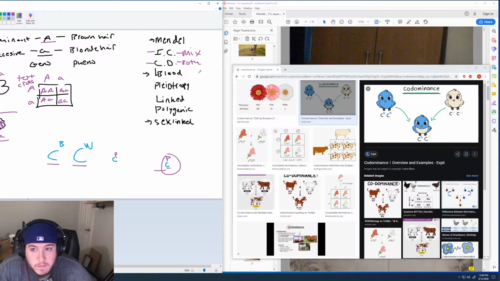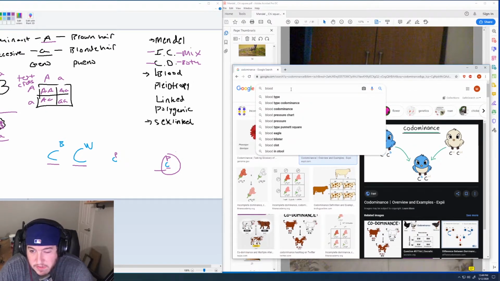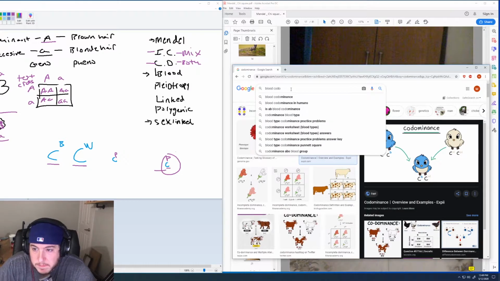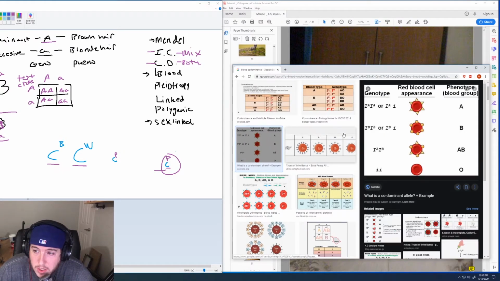And that kind of leads us to blood, because blood is an example of a codominant trait that we see in all people. Because last I checked, everybody has blood. So here's kind of how it works. So notice we have two dominant traits. Now blood we denote with an I. Okay. So we have two dominant traits.